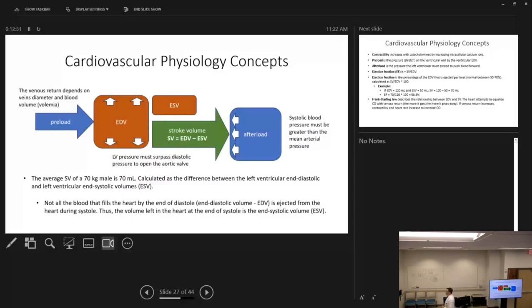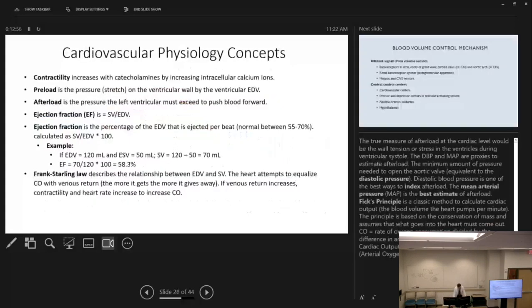So, is there any other concept here? I don't think so. Let's move to the previous slide that you have there, the concepts.